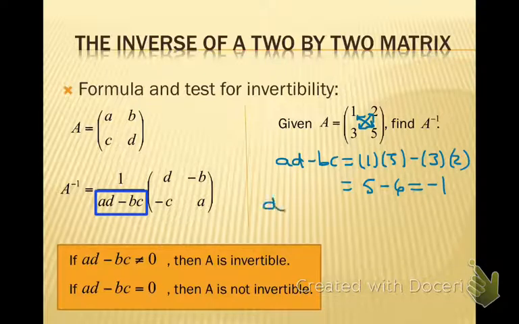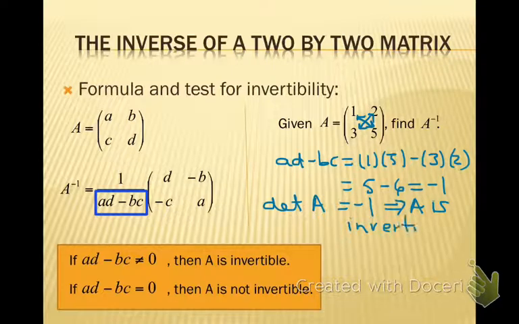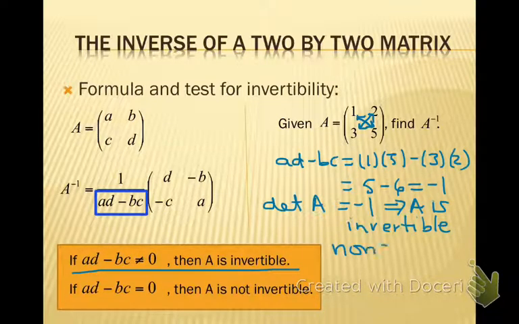So the determinant of A is equal to negative 1, which tells us that A is invertible. And we know that A is invertible because the determinant of A is non-zero. Right? It says if AD minus BC is non-zero, then A is invertible. So we also now would call this a non-singular matrix. And it is non-singular because it contains an inverse.